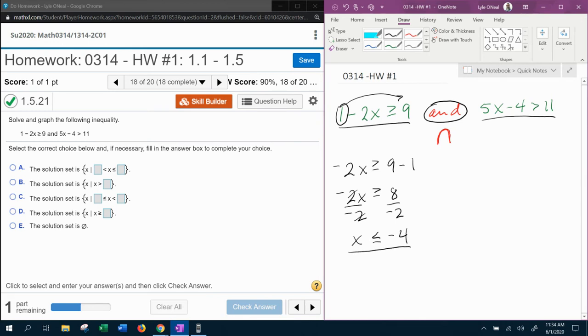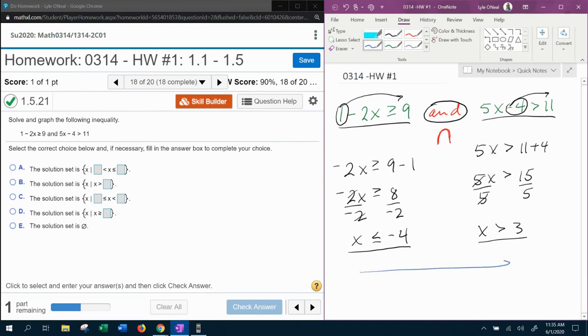So that's 1 down, 1 to go. Next, the negative 4 needs to move over. And so that's going to be 5x is greater than 11 plus 4, which is going to be 5x is greater than 15. And then if I divide both sides by 5, that's going to give me x is greater than 3.